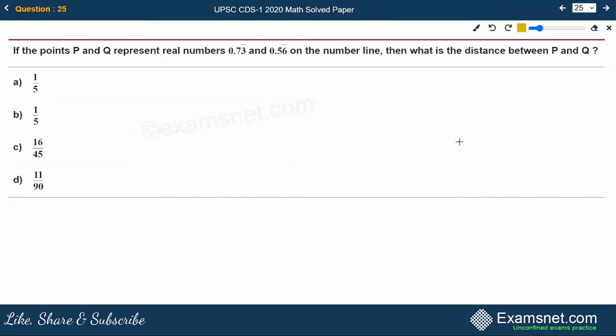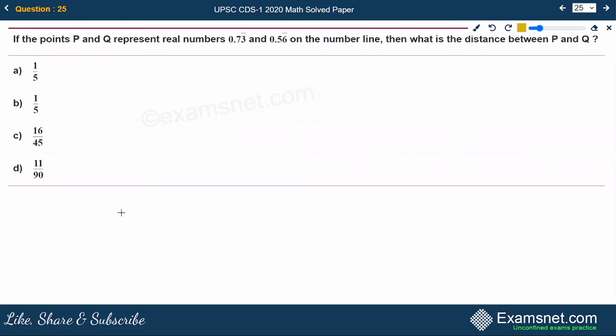In question number 25, we are given: if the points P and Q represent the real numbers 0.73 bar and 0.56 bar on the number line, then what is the distance between P and Q? Here 0.73 bar is a recurring number. That means 0.73333333, it will continue infinite times.